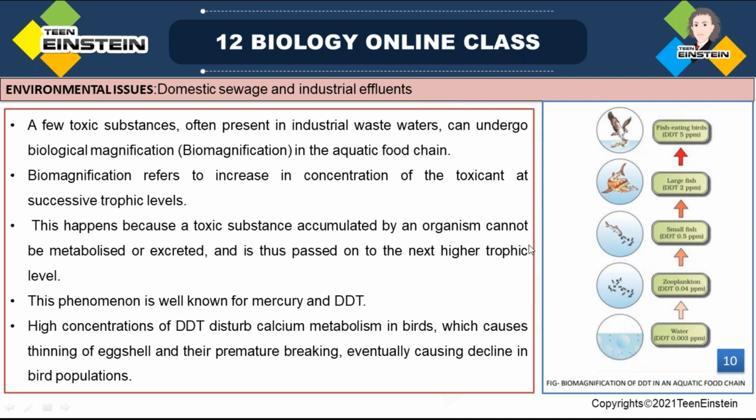So here you can see biomagnification for DDT and mercury. The higher concentration of DDT may disturb calcium metabolism in birds. If calcium metabolism is disturbed, that may cause eggshell thinning, then premature breaking, and it may cause a decline in the bird population also.